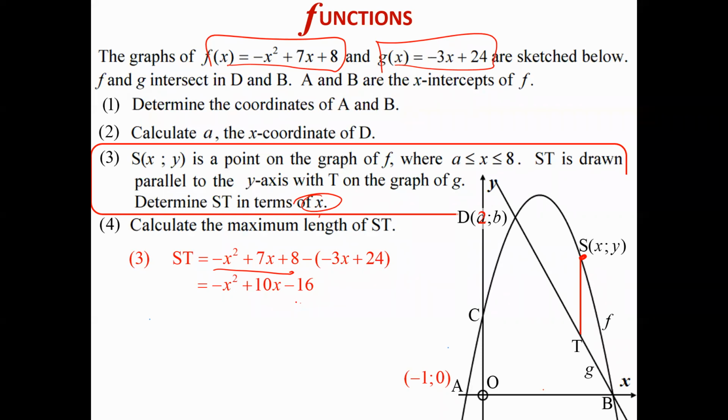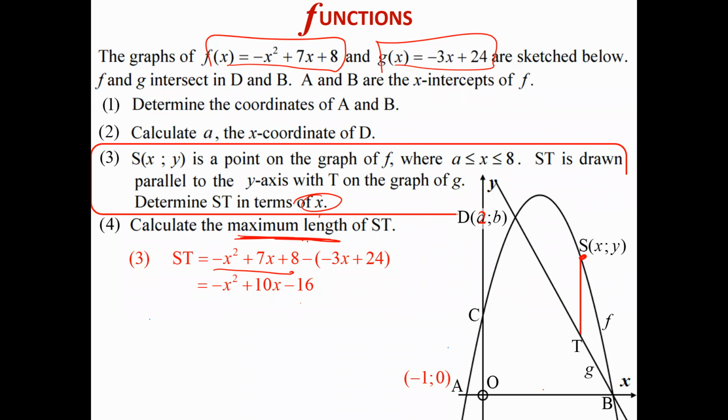Any questions? Okay, we go to the next question. The next question is telling us to find a maximum. How do we find a maximum length? So do we differentiate? Hey, well done.